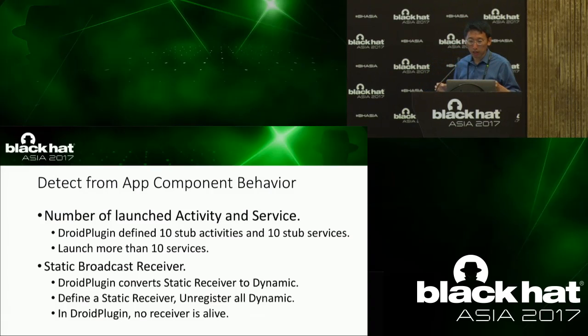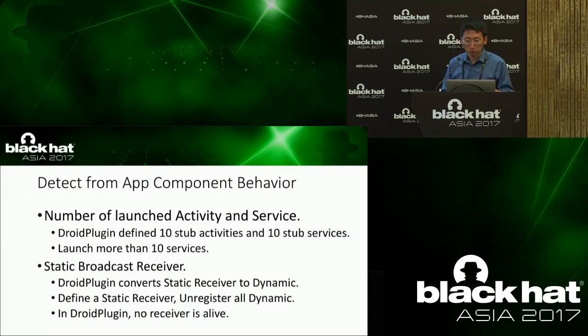We can also detect the app component's behavior. For example, remember that the host app predefined some stub components, but they only have a limited number. For example, the Drone plugin will declare 10 services and 10 activities, but if we launch more than 10, the Drone plugin does not have any stub ones to replace, and it will lead to a failure. And we can use it as the detection rule.